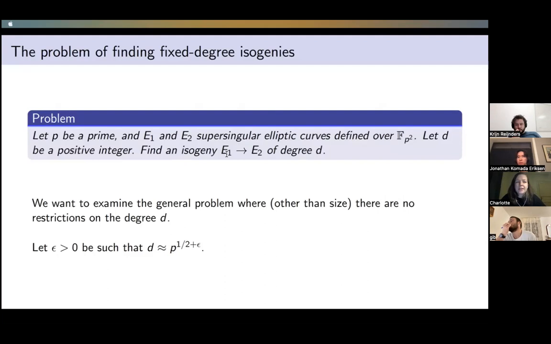Our hope is more that eventually our algorithms might be helpful when selecting parameters for potentially new schemes, or when there is the hope of increasing the degree of an isogeny in order to decrease the prime size, for example. And then maybe the algorithms we present will be applicable.